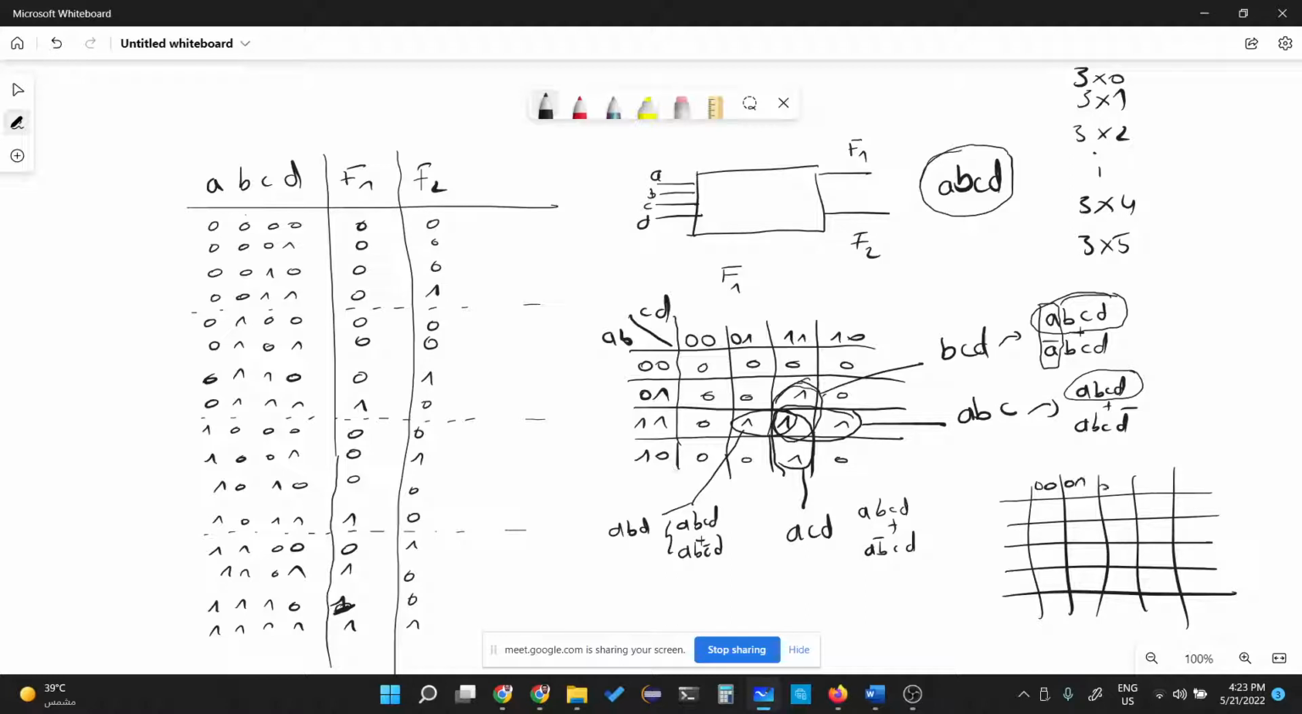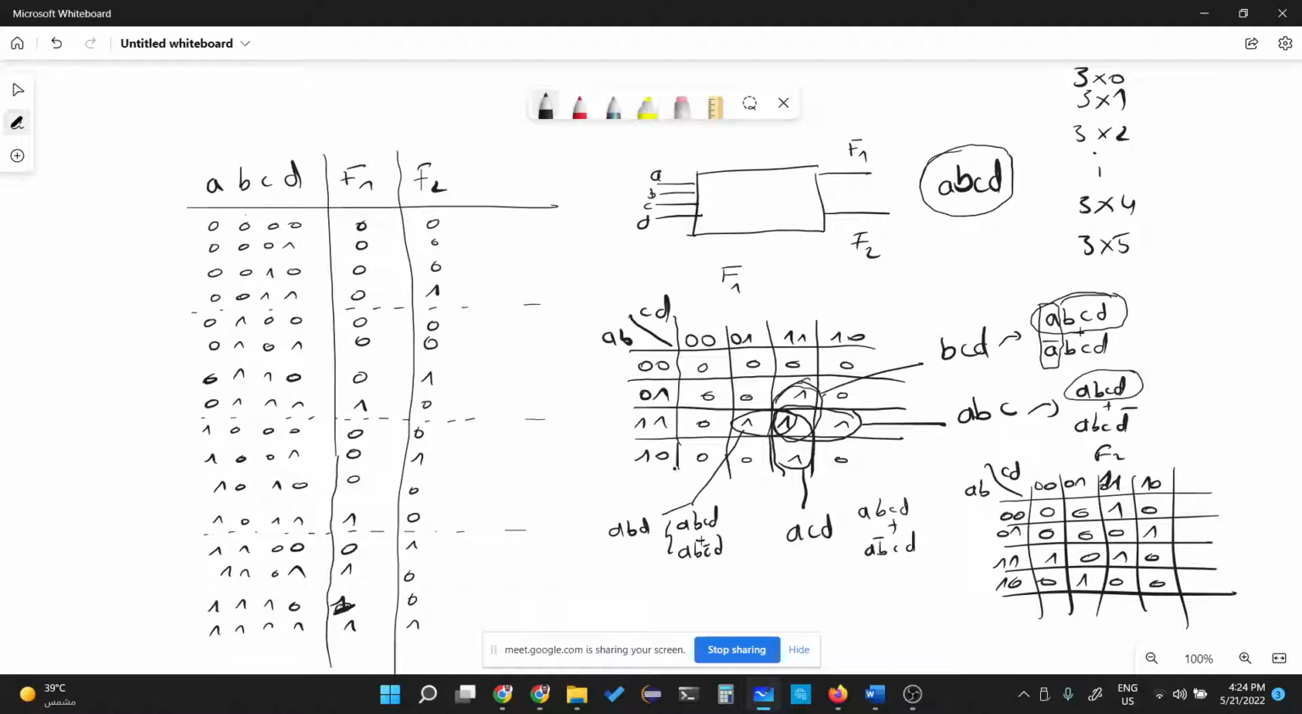0, 0, 0, 1, 0, 1, 1, 1, 0, 0, 0, 0, 1, 0, A, B, C, D. So this is for f2. So f2 is 0, 0, 0, 1, 0, 0, 0, 1, and then 0, 0, 1, 0, 0, 0, 1, 0, and then 0, 1, 0, 0. We have to jump, 0, 1, 0, 0, and then 1, 0, 0, 1, 1, 0, 0, 1.